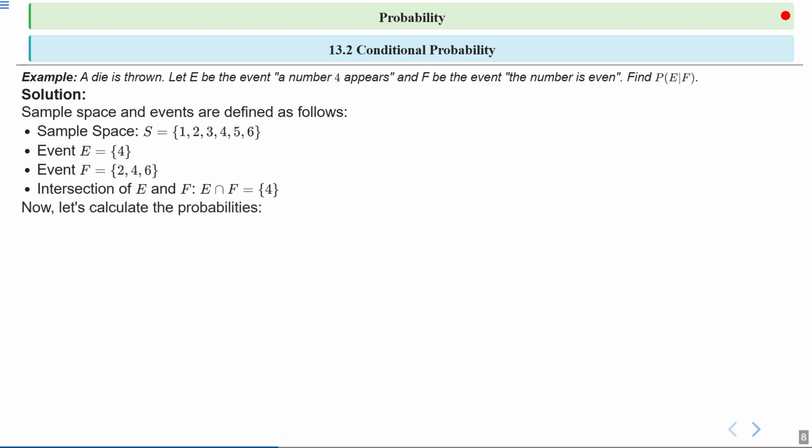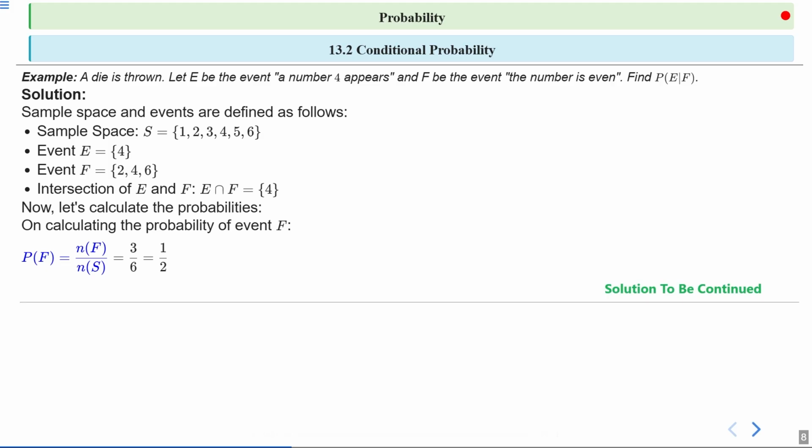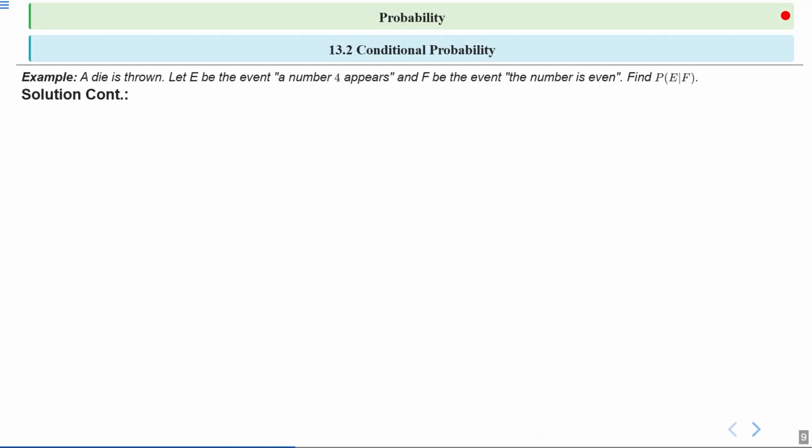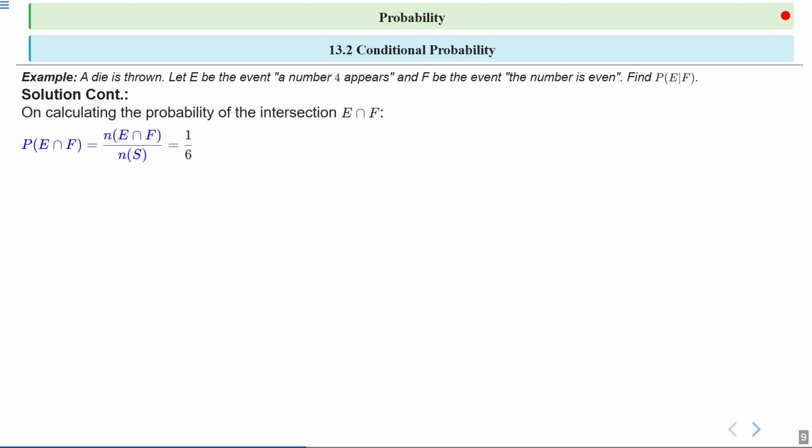Now let's calculate the probabilities. On calculating the probability of event F, we can say probability of F will be equal to number of event F upon number of S, right? Which is equal to 3 upon 6, which is equal to 1 upon 2, right? Now on calculating the probability of the intersection E intersection F, probability of E intersection F will be equal to number of E intersection F upon number of S, which is equal to 1 by 6.